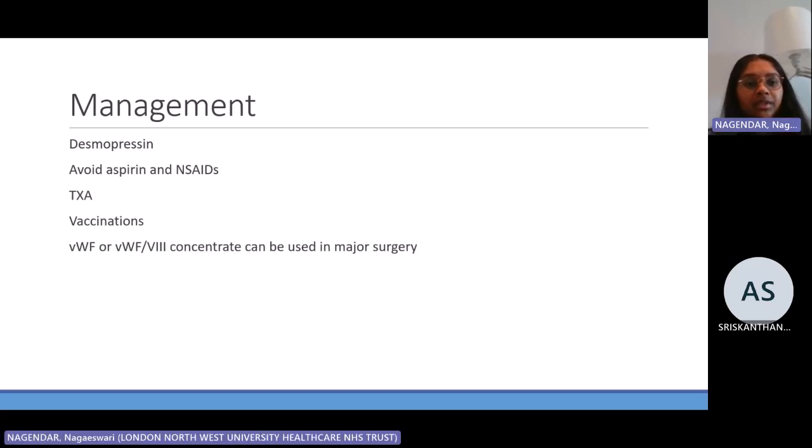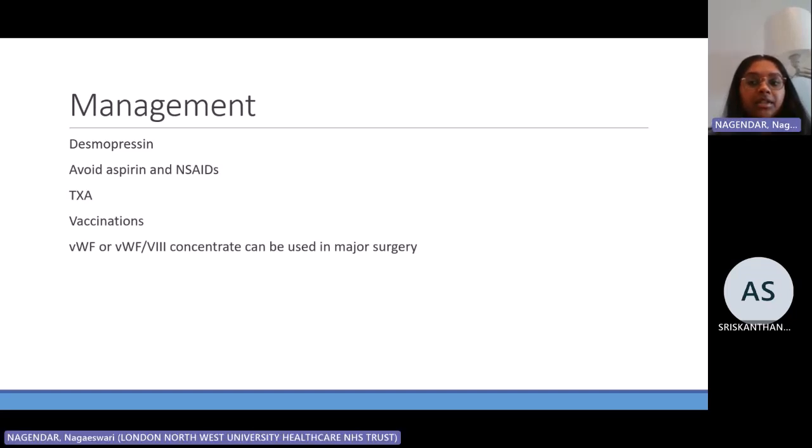Again, you want to think about avoiding aspirin when possible and NSAIDs. NSAIDs can greatly increase your risk of gastrointestinal bleeds. And again, we want to think about vaccinations. So these patients are more likely to need blood transfusion throughout their life. They're at a higher risk of developing blood-borne viruses, such as hepatitis or HIV. So we want to make sure they've received all of their immunizations for hepatitis B and A.